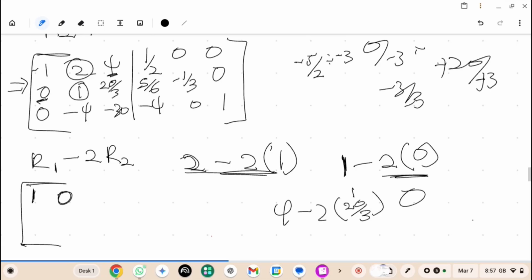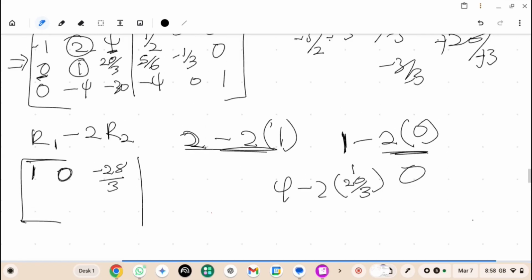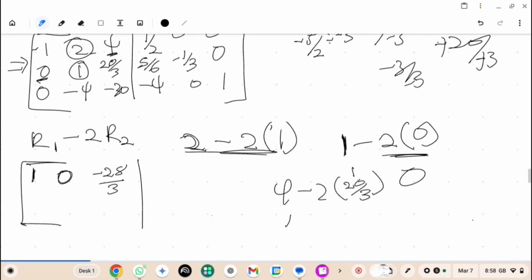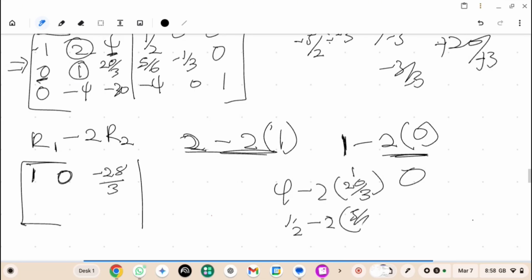So, where are we? Negative 28 on 3. So this half, minus 2 on row 2. Then row 2 is 5 on 6. So when you punch everything once and then you write the answer, you have negative 7 on 6.